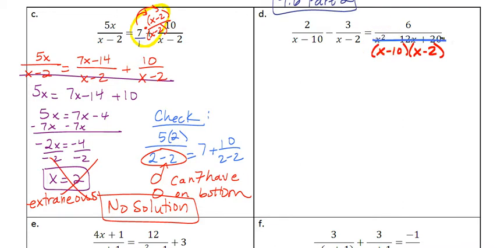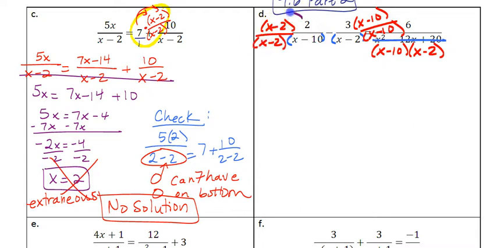So notice if I thought of my two denominators as being x minus 10 and x minus 2, this fraction right here already has both, so it's good to go. This fraction here is lacking the x minus 10, and then this fraction here is lacking the x minus 2.